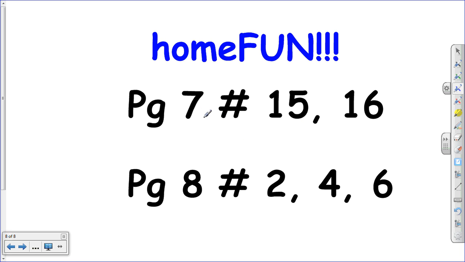Page 7 is still in last night's homework, but numbers 15 and 16 deal with the different compounding periods. So you can do those 2 questions now. And then page 8 is officially the new homework for the new compounding periods. So that's on page 8, numbers 2, 4, and 6.